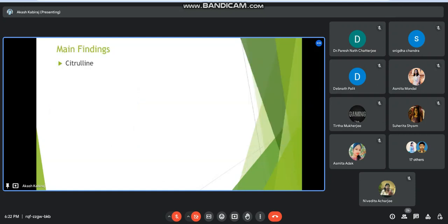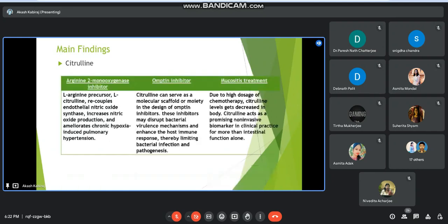of the compounds. The main findings for citrulline, which I am going to present, will be arginine 2 monooxygenase inhibitor, OMTIN inhibitor, and its important use for mucocystis treatment. Arginine 2 monooxygenase inhibitor is the main inhibitor in which L-arginine, the precursor of citrulline, recouples with nitric oxide synthase, which increases nitric oxide production.